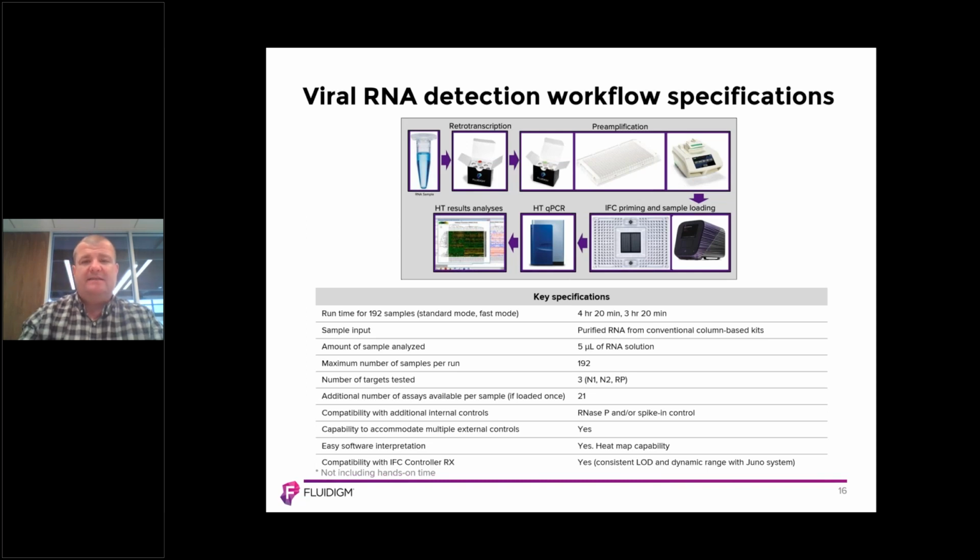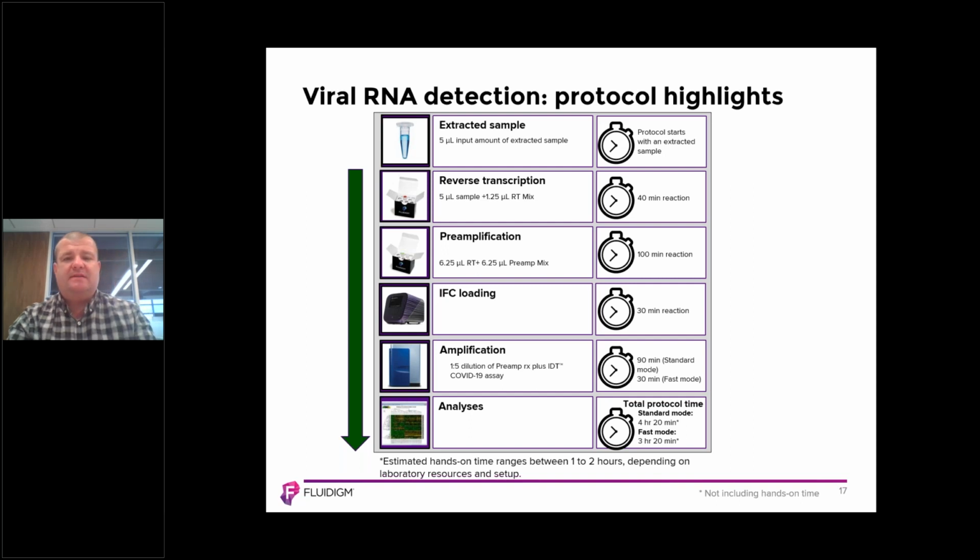Let's now look at more detail in terms of the workflow and in terms of the timing. And this is to give you a glimpse into our protocol. So as I mentioned on the previous slide, we start with extracted sample. We then perform reverse transcription on that extracted sample using the Fluidigm reverse transcription master mix. That uses 5 microliters of your sample plus 1.25 microliters of the Fluidigm reverse transcription mix. And that takes 40 minutes to complete.